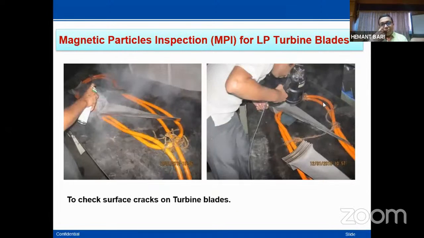Then the magnetic particle inspection, that is the MPI test for the LP turbine blades. So LP turbine blade surface cracks are identified. There is a long procedure for each and every blade. Okay, first sandblasting of the rotor, cleaning of the blade, then applying the magnetic field, spraying the magnetic particles, viewing under the UV light.